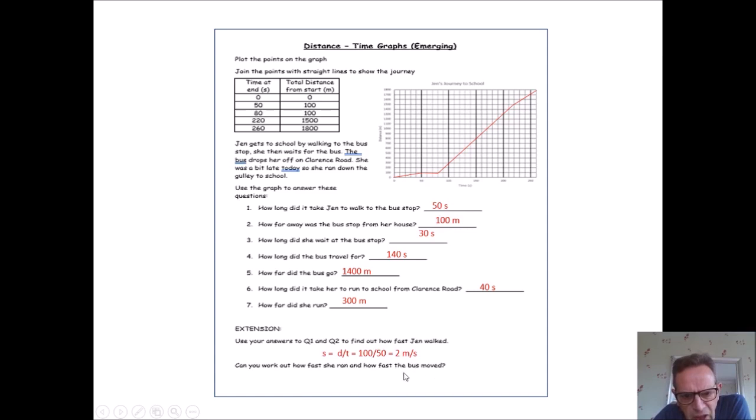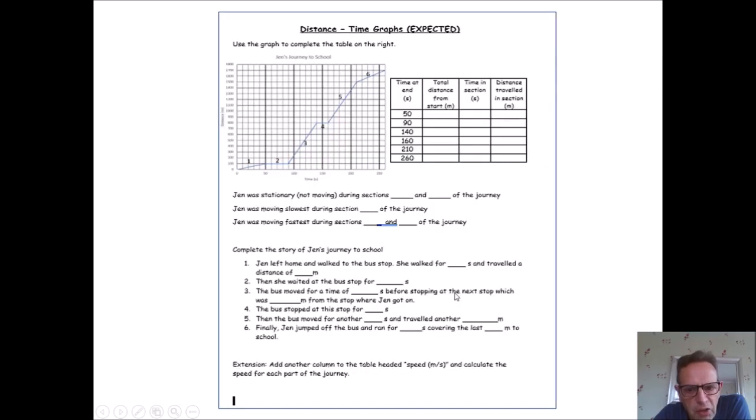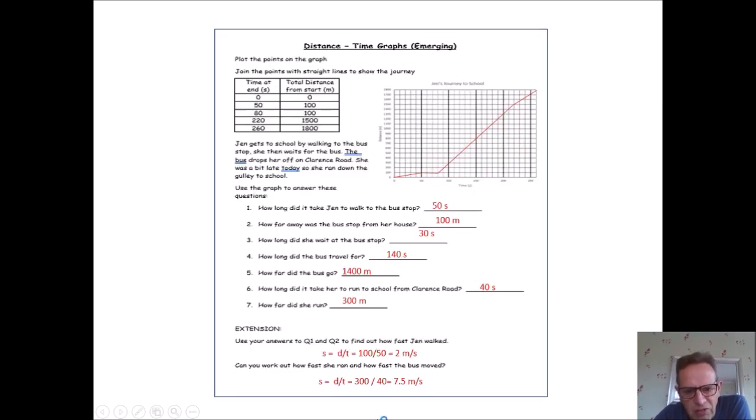How fast she ran and how fast the bus moved. So the running bit is the last bit. So she's run 300 metres in 40 seconds. So that's 7.5 metres per second. And how fast the bus moved? Well, the bus did 1,400 metres in 140 seconds. So the bus moved, I haven't got that answer on there for you, but the bus did 10 metres per second.